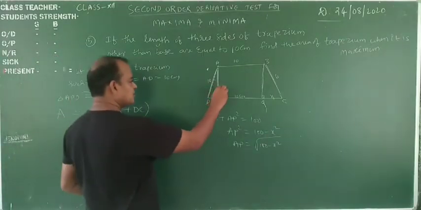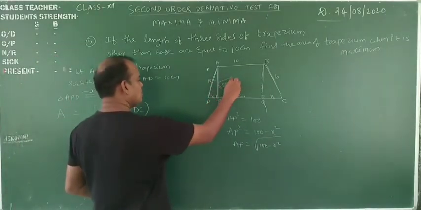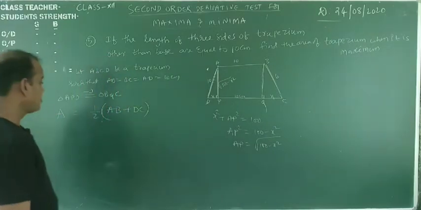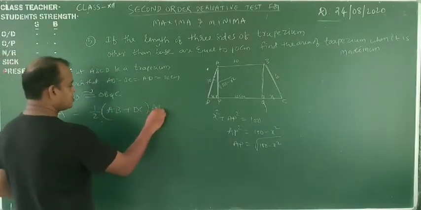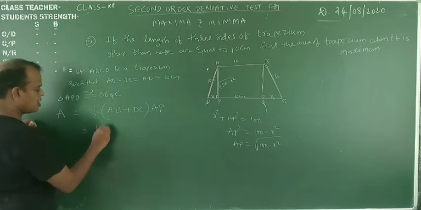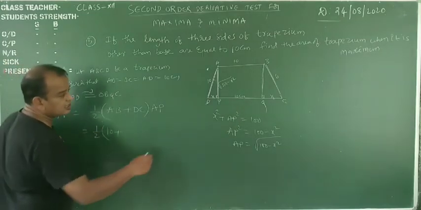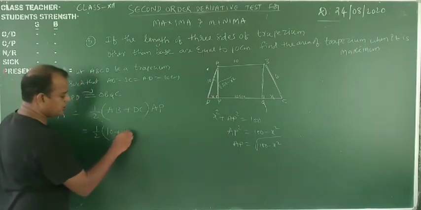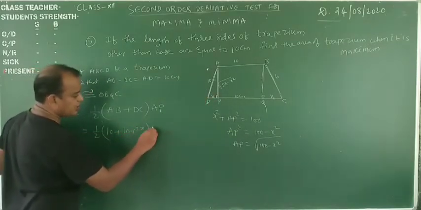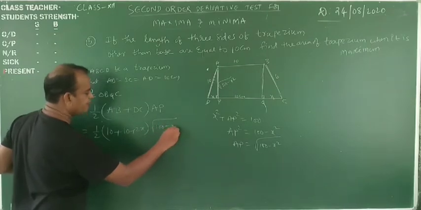This is 100%. It is the square root of 100 minus x square. How to find it? By using the Pythagoras theorem, that is AP. Now substitute here half into what is the value of AB? AB is 10. DC is 10 plus x plus x, that is 10 plus 2x, into AP, which means the square root of 100 minus x square.